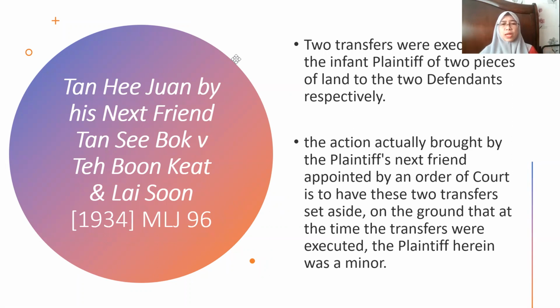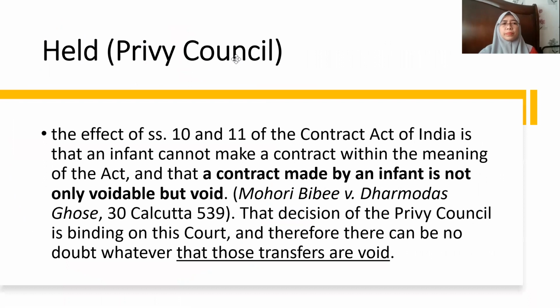So why are they suing? What's the purpose of the suit here? It is to have these two transfers set aside. They want to set aside these transfers on the ground that, at the time the transfers were executed, the plaintiff was a minor. So the one who transferred the property belonged to the minor, and the minor transferred the property, but he was a minor when he did so, when the transactions were entered into or executed.